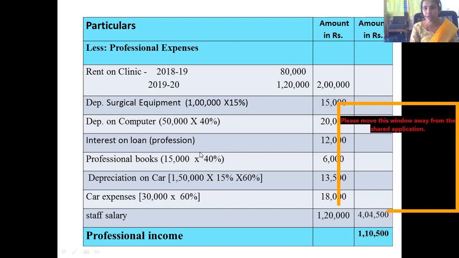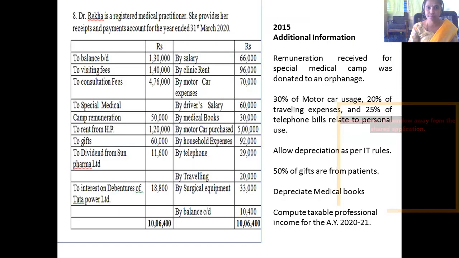Salary to the staff is 1,20,000. So if you add up all these items, it works out to 4,04,500, and the professional income left is 1,10,500. This is about this problem.